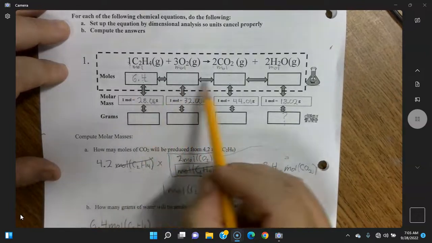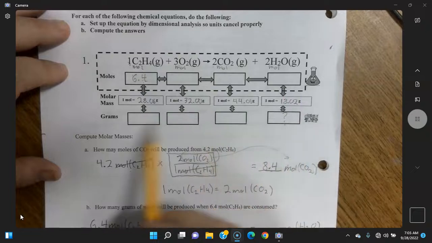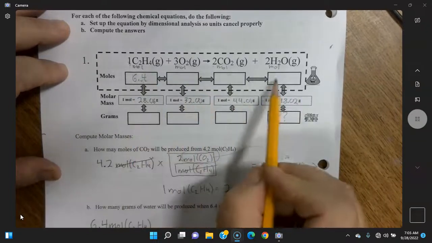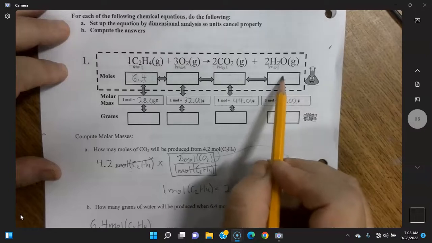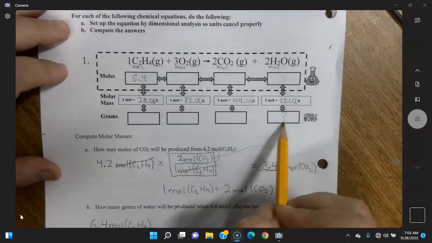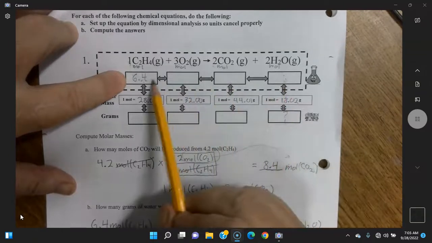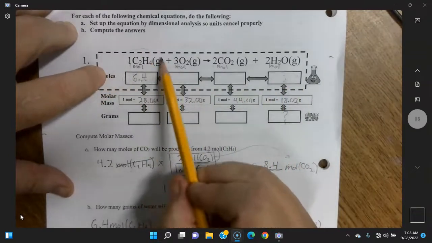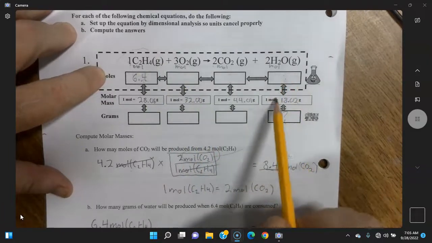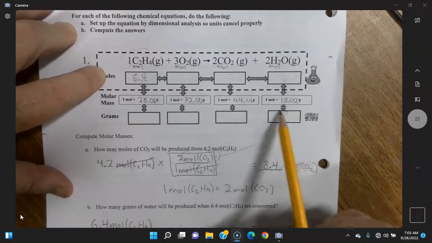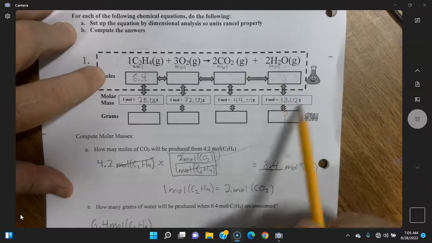Well, remember the rule, you can only go sideways inside the chemical equation. You cannot go sideways down here. So we're going to jump from this box over to this box, moles of C2H4 to moles of H2O. And then we're going to go from moles of H2O to grams of H2O. So the conversion to get from these two boxes, the first conversion, is simply what the chemical equation says. 1 mole C2H4 equals 2 moles of H2O. And then to get from moles of H2O to grams of H2O, anytime you're going up and down, you're using the molar mass. In this case, it's for water.